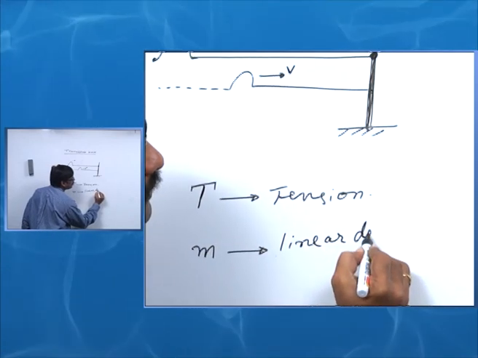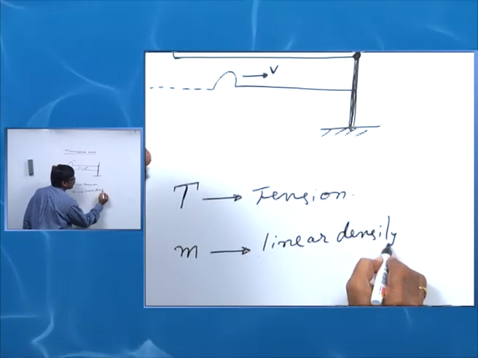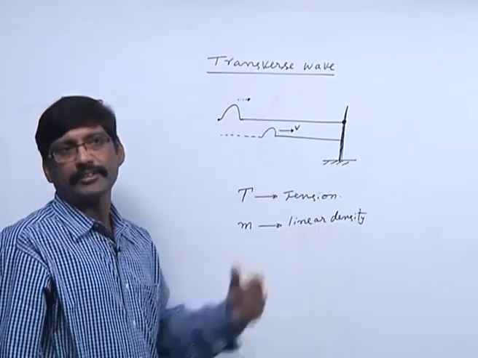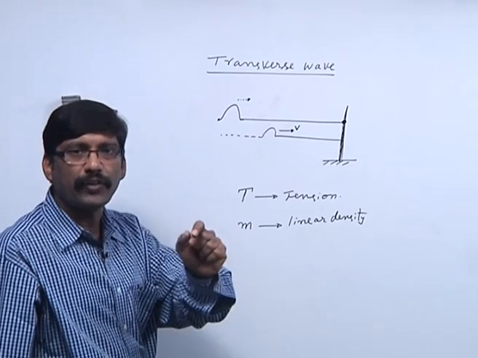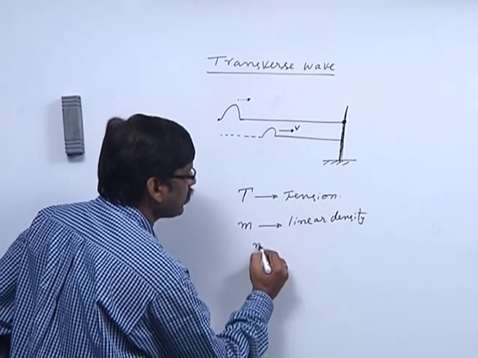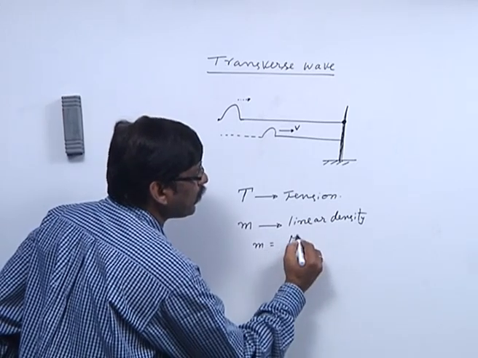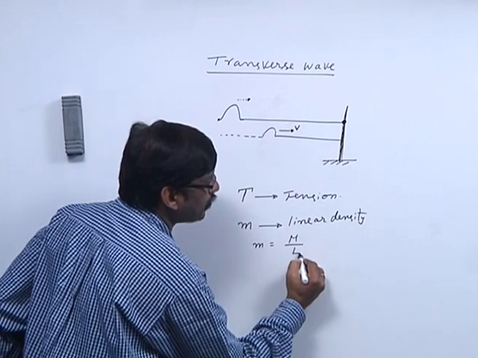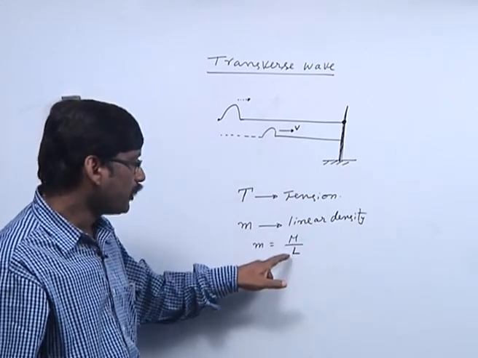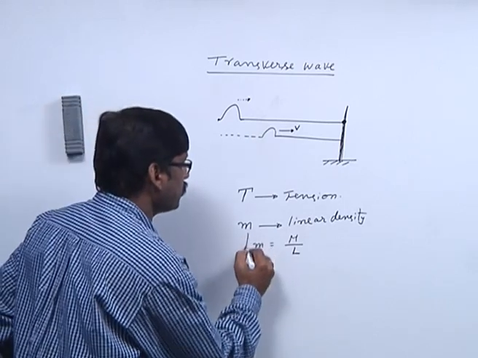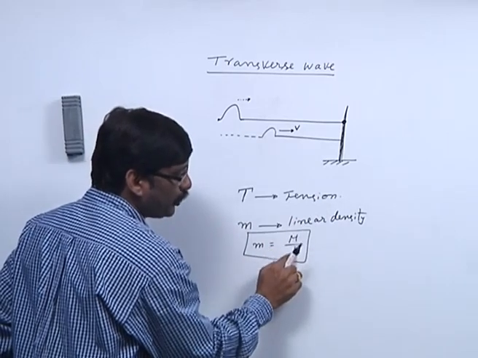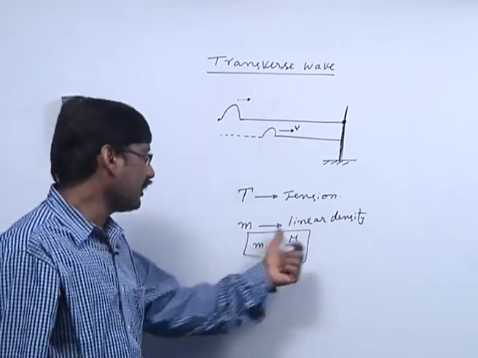Linear density. What is linear density? Density is defined as mass per unit volume. Linear density is defined as the total mass of the string divided by total length. Total mass by total length is linear density. For a wire, mass per unit length is called linear density.